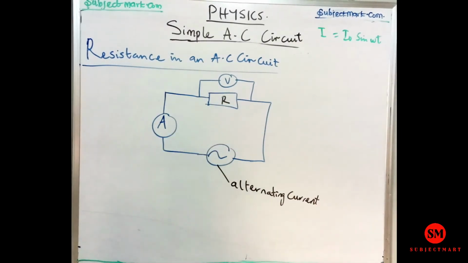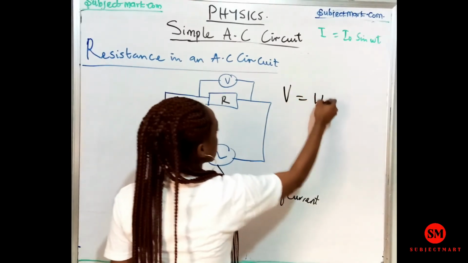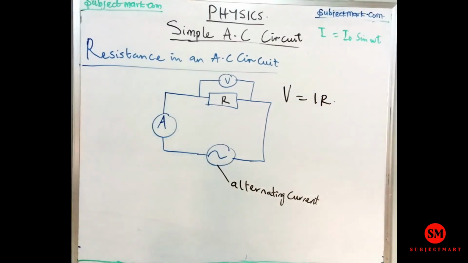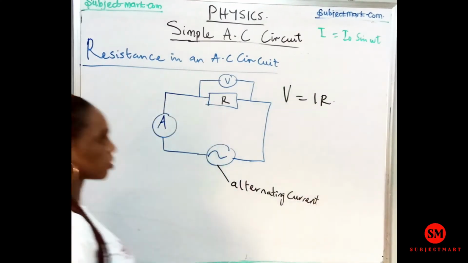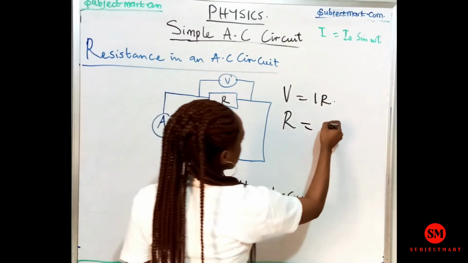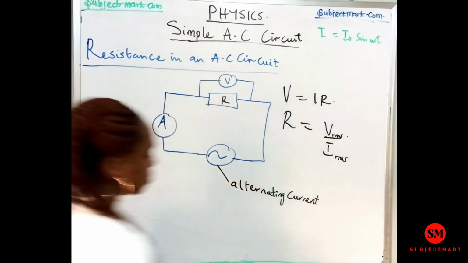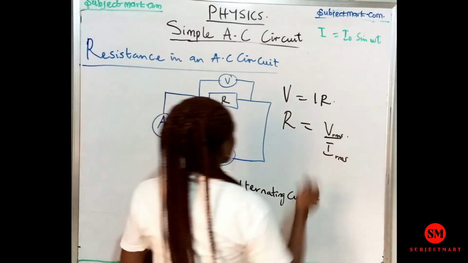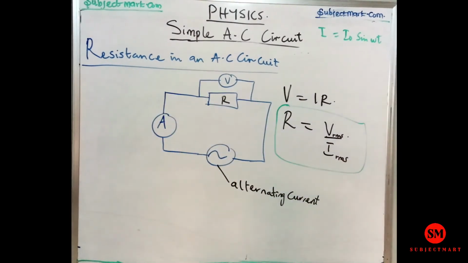Okay? So according to Ohm's law, you recall that from Ohm's law we have V equals IR, where V is our voltage, I is the current, and R is the resistance. So from here, resistance equals V over I. So this is what we have, resistance in an AC circuit. So let's take note of that.